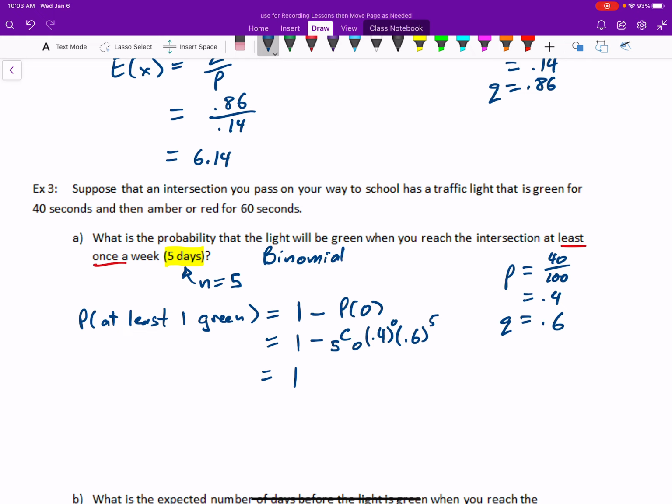So 1 minus 0.07776, which is 0.922, or about 92%. So you've got a strong probability of getting at least one green light.